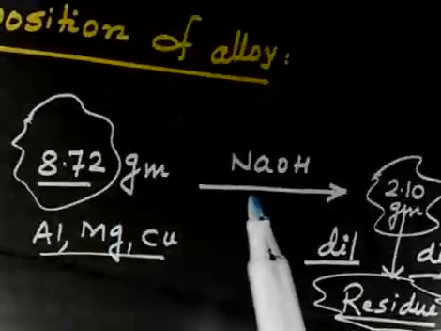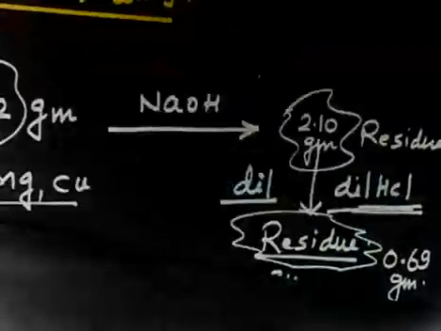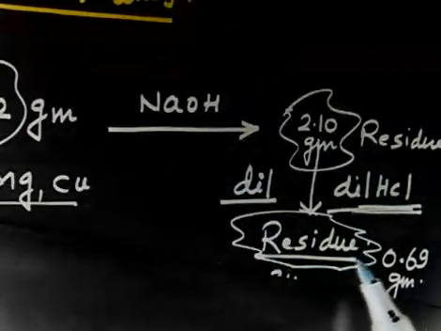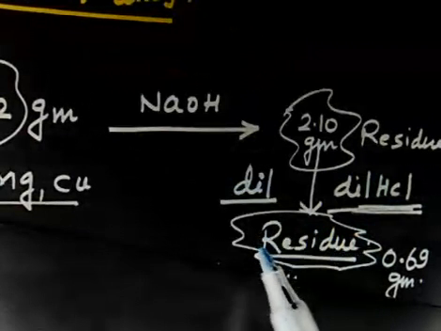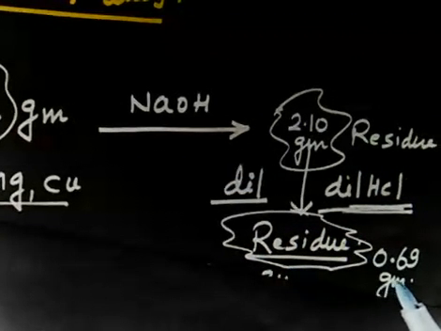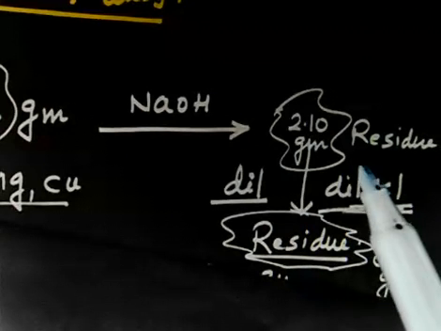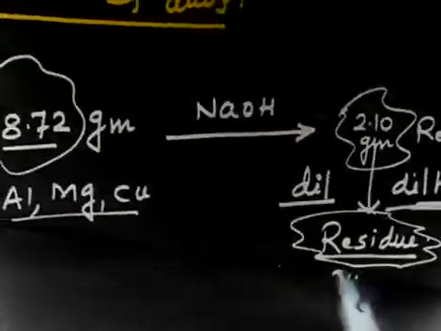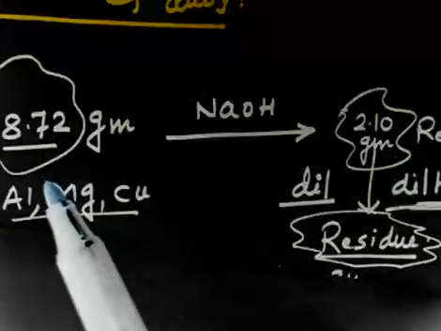Let me say it once again. In the first reaction some of the metal gets dissolved. In the second reaction a different metal gets dissolved. In the last, we have one metal that does not get dissolved, so you know the weight of that one metal exactly, that is 0.69 gram. If you subtract this weight from the previous one, you will get the weight of another metal.